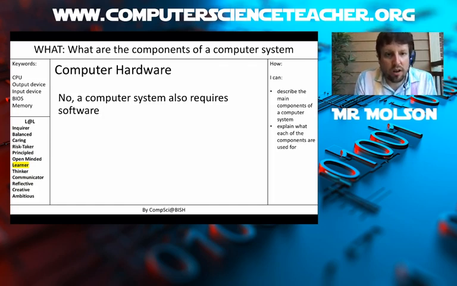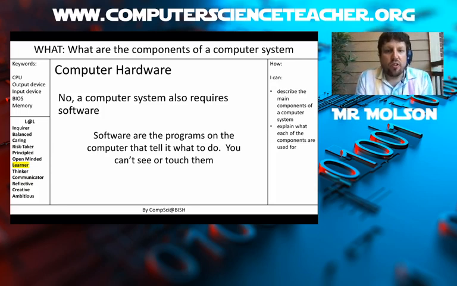whether it's your washing machine, whether it's your air conditioning system, those are all examples of different computer systems, and they all require some form of software. If we think about it, software are the programs that tell our computer what to do. Those programs, you wrote them. You've written quite a few programs. Those programs tell the computer what to do. They are instructions that tell the computer what to do.